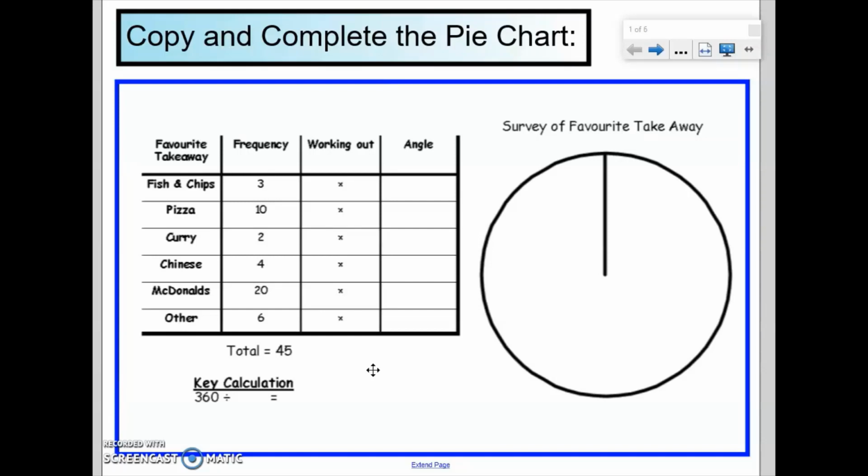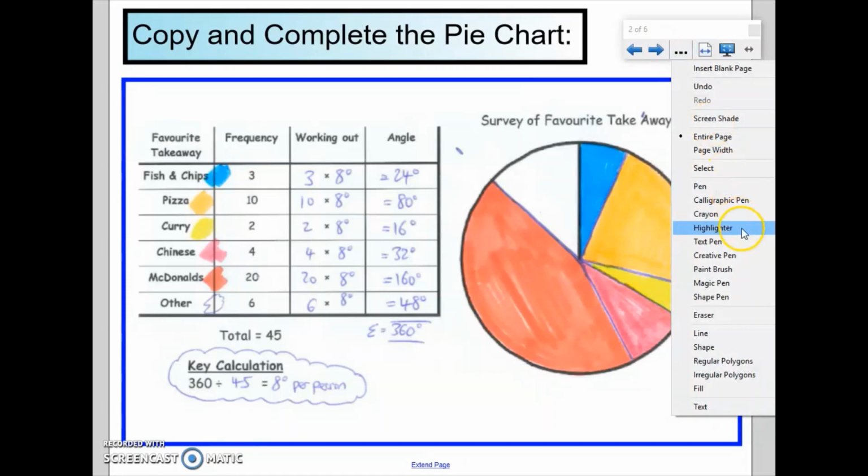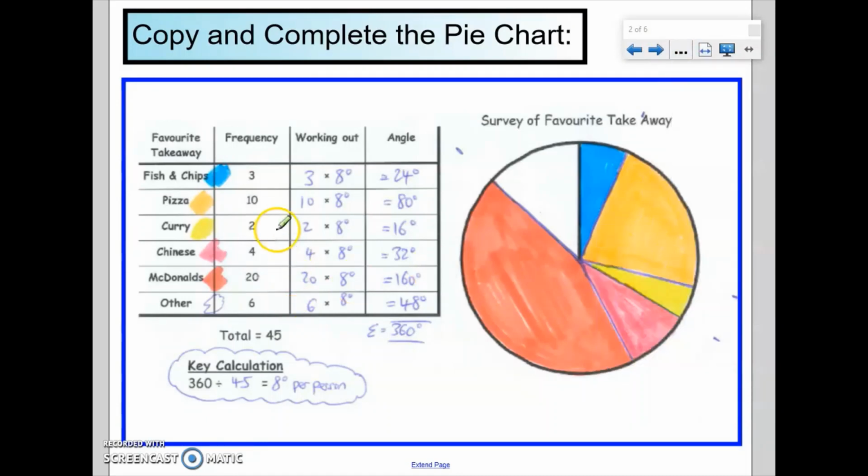Okay, welcome back. I'm just going to show you my solution and what your pie chart should have looked like. So this is my final answer. You can see from here that I used the key calculation. I totaled up my frequencies. There were 45 people surveyed in this survey. So 45 people were asked, what is your favorite takeaway food?